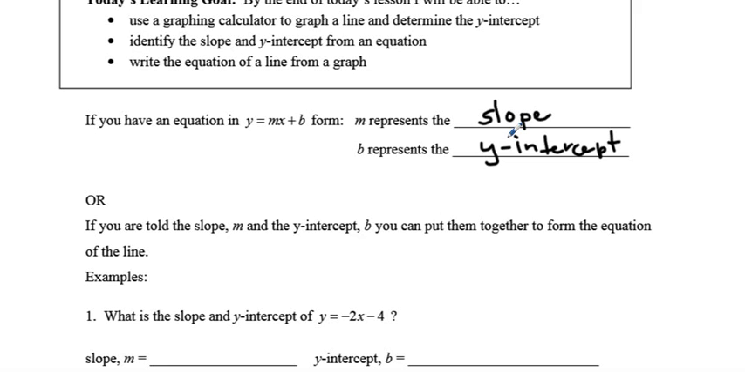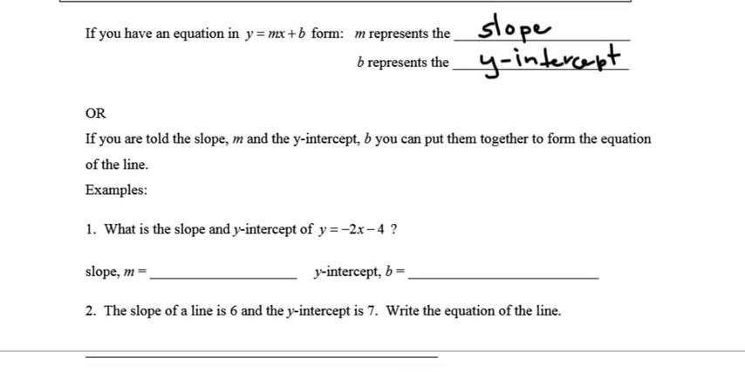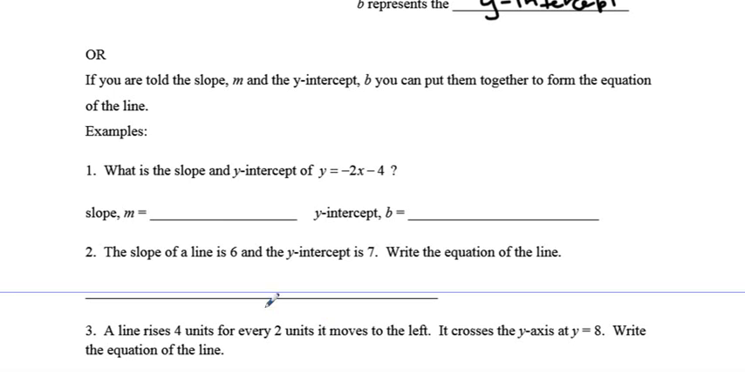All right. Conversely, if you're told the slope and the y-intercept, you can put them together and you can form the equation. So if I told you the slope was 3 and the y-intercept was 4, we could come up with the equation. All right, so let's do a few examples here. What is the slope and y-intercept of this equation? Well, this is in y equals mx plus b form, so I know that it's the coefficient, the number in front of the variable, that represents the slope. So m is negative 2, so make sure you include the sign.